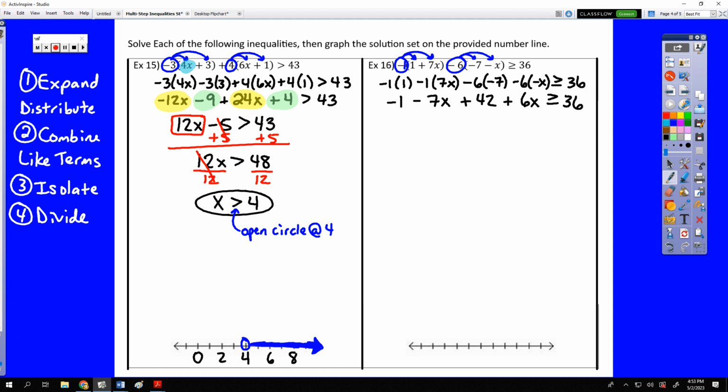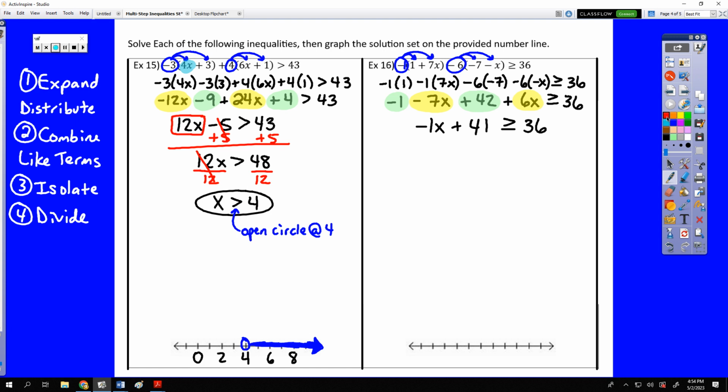Next, we're going to combine like terms. Once again, on the left side of the equation, we have two different terms that contain an x. We put those together. Negative 7 plus 6 is negative 1x. We also have two numbers, negative 1 and positive 42. We add those together to get 41. It is greater than or equal to 36. That takes care of the combine step.